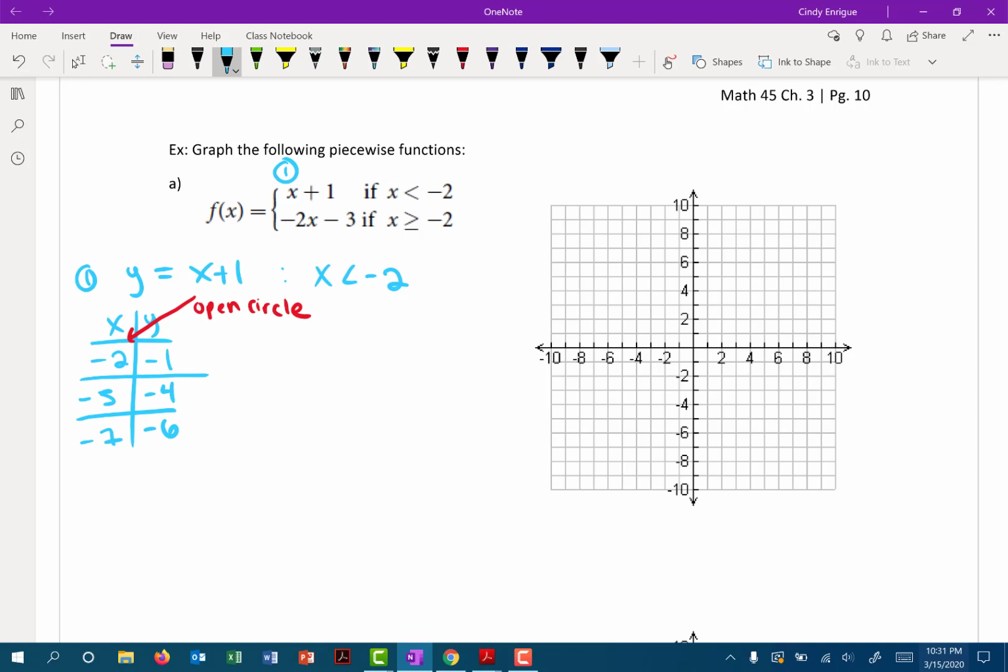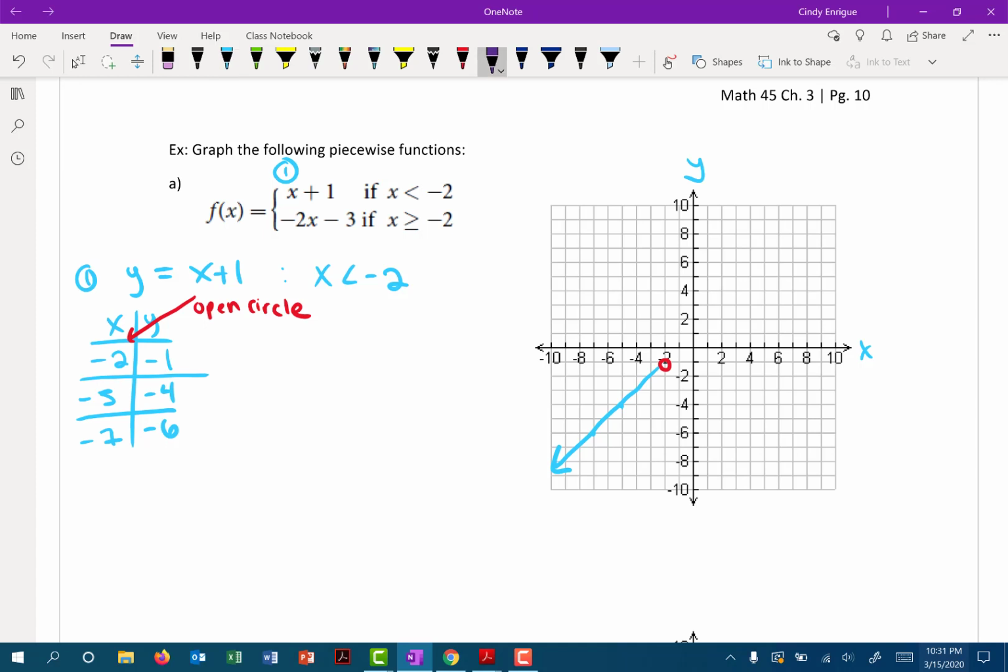So here I have some points that I can plot. Remember, I have my x and my y axis. So I'm going to have negative 7, here's x, and I'm going to go down to negative 6. So there's my first point. I also have negative 5 and negative 4. So there's my second point. And of course, negative 2, negative 1, but be careful. Remember, that was my open circle. So at negative 2, negative 1, I have an open circle. And so my line looks like this. And this is definitely linear.